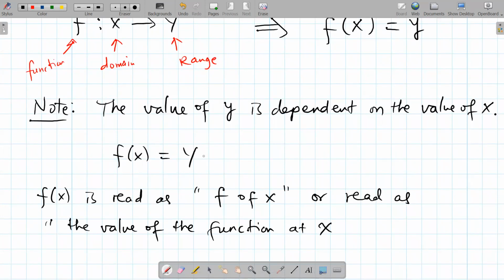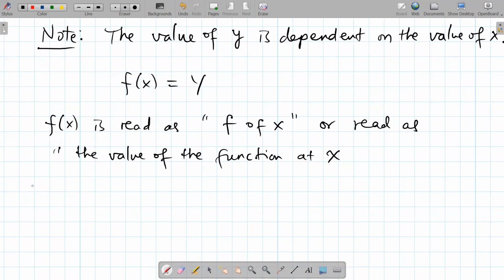In other words, the value of y, or the value of the range, given that the x value is known, given that the input is known, given that the value in the domain is known. Once the value in the domain is known, once the value of the independent variable is known, you should be able to establish the value of the dependent variable.